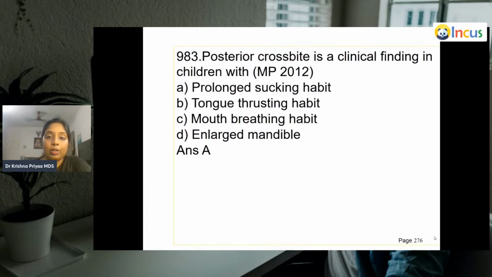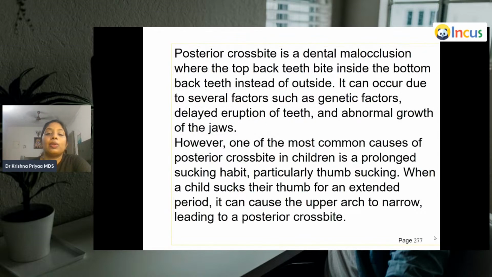So it is a prolonged sucking. When the patient continuously has a sucking habit, it may result in the crossbite because the mandible may go in and the maxilla may come out, or vice versa. Generally it is a malocclusion where the top back teeth, that is the posterior teeth, sit inside the bottom back teeth instead of outside. Generally the maxillary teeth, as I already mentioned, right? If this is the maxillary molar and that is the mandibular molar, they're not like this. Instead they are like this. The maxilla is slightly inside and the mandible is slightly outside. This is crossbite. And we've understood now that crossbites usually occur in association with thumb sucking.